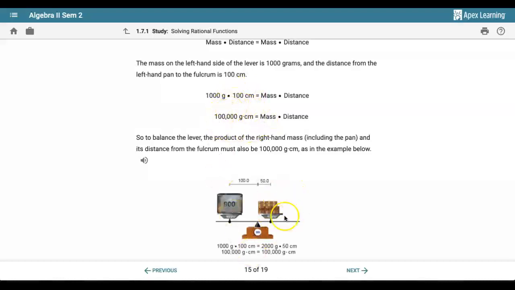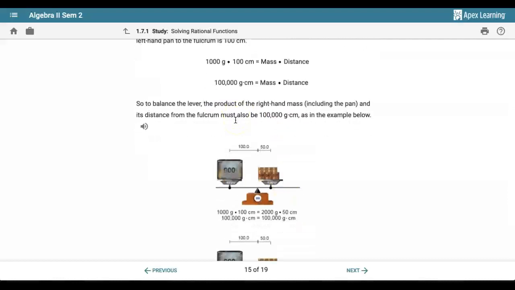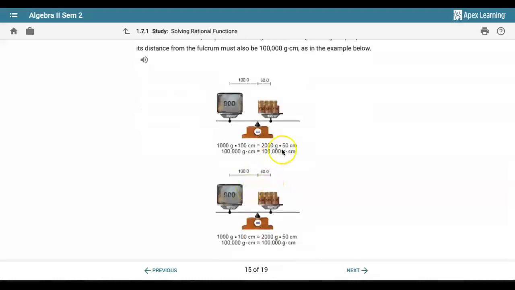So when we're looking at the other side, whatever our combination is, it still has to give us that 100,000. So what we can see here is, I might have 2,000 grams, and if I have 2,000 grams, I only need to be 50 centimeters away in order to be balanced.